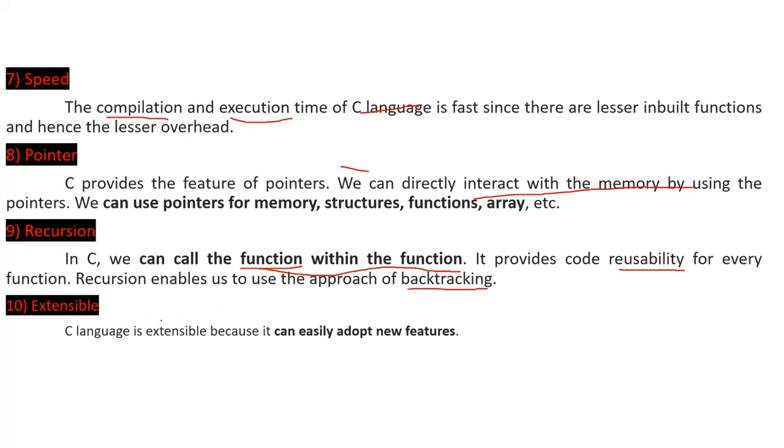Last one is extensible. The word extensible means, as we discussed earlier, it is dynamic, so it is also known as extensible. We can extend as much as we want. So C language is extensible because it can easily adopt new features. To overcome the drawbacks of ALGOL, B and BCPL, C language was developed, so it can easily adopt the new features.